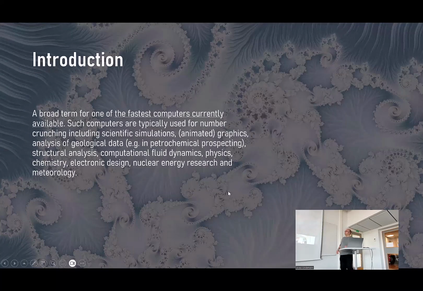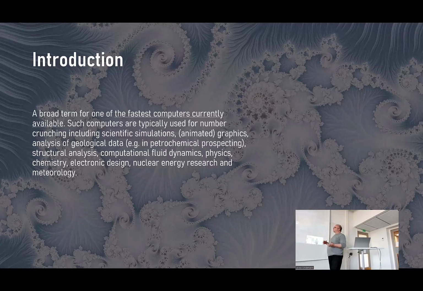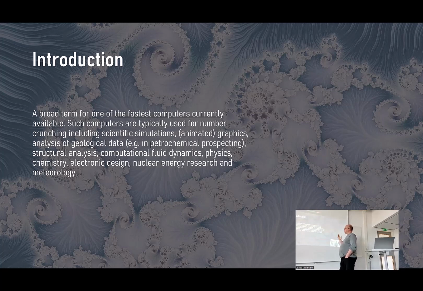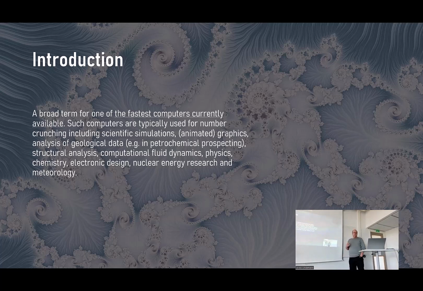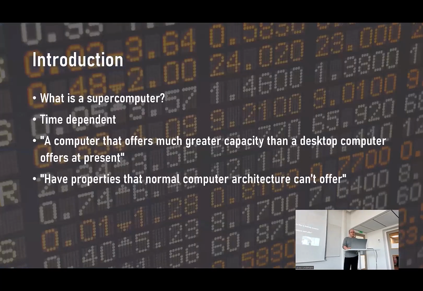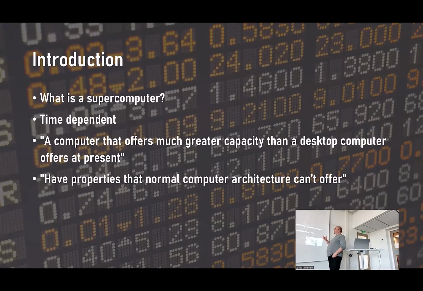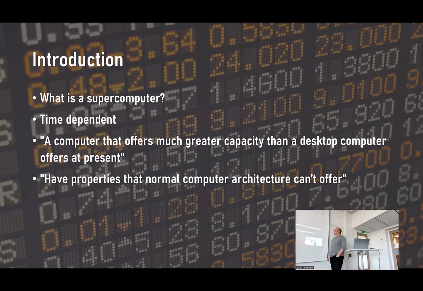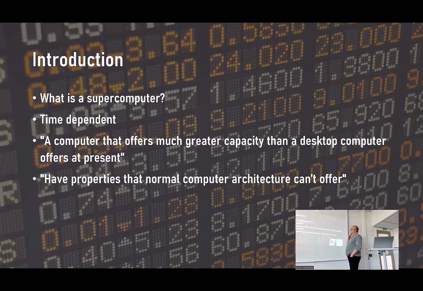So supercomputing is a broad term for one of the fastest computers currently available. It is usually used for scientific simulations, graphics, analysis of geological data, and in many areas where you have simulations with really heavy computational loads. But I have a short explanation. It's time dependent. A supercomputer a couple of years ago is what you have in your laptop today. But my quote is: a computer that offers much greater capacity than a desktop computer offers at present, or has properties that a normal computer architecture can't offer.